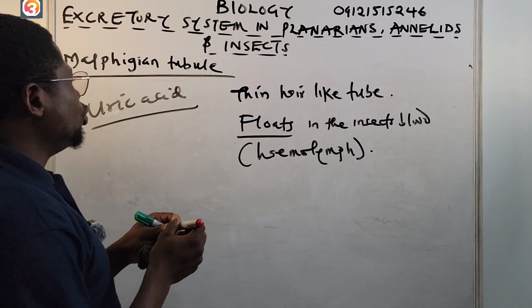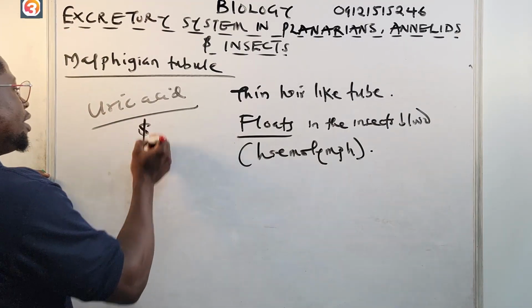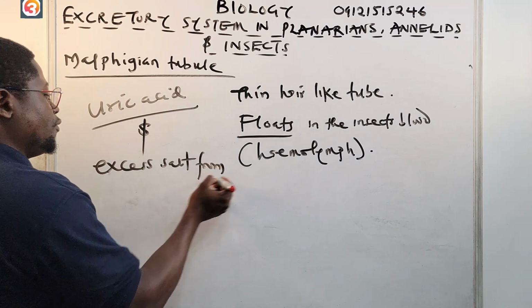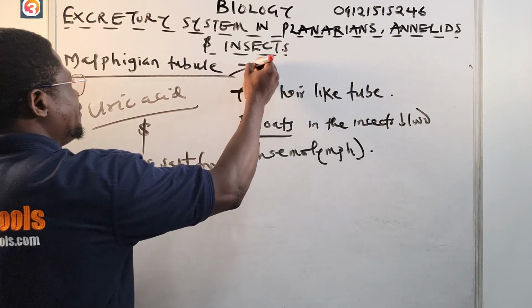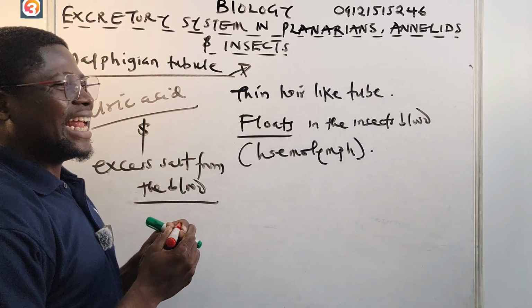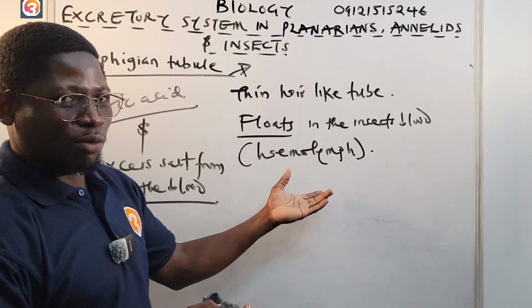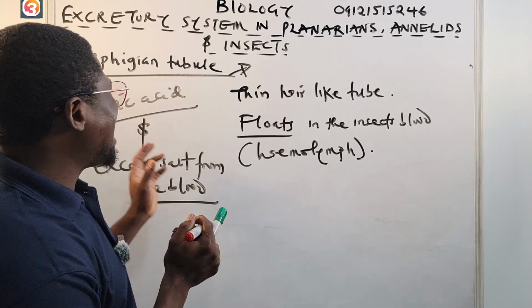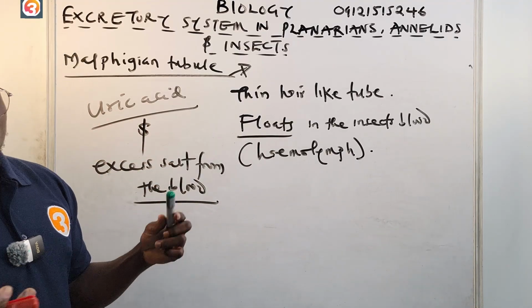They absorb uric acid and excess salt from the blood. That is what the Malpighian tubule does. They are thin hair-like tubes that float in the insect blood, that is the hemolymph, and their principal function is to absorb uric acid and excess salt from the blood.